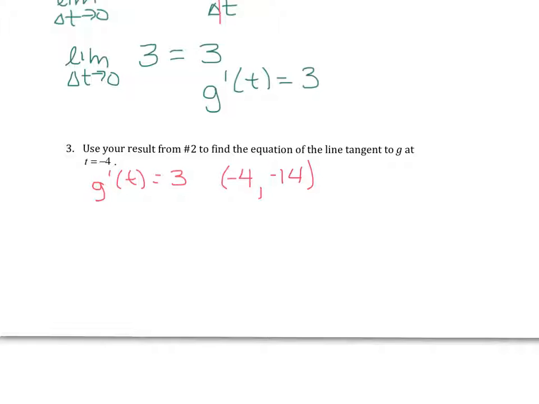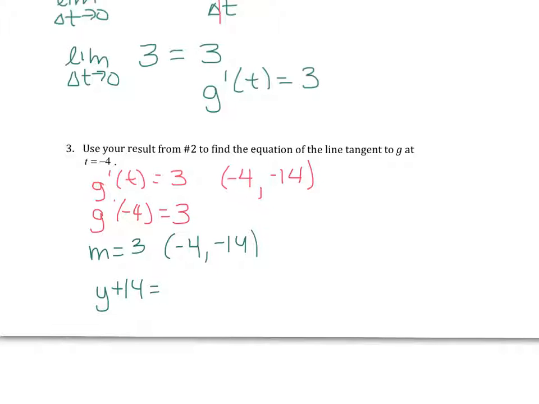If I know that g prime of t is 3, really I need to find out what g prime of negative 4 is. Well, if I plug negative 4 into that function, I still get 3. So the slope of our line is going to be 3, and we are going to use the point negative 4, negative 14. When we do that, we get y plus 14 equals 3 times x plus 4. This is the equation of the line tangent to g at t equals negative 4.